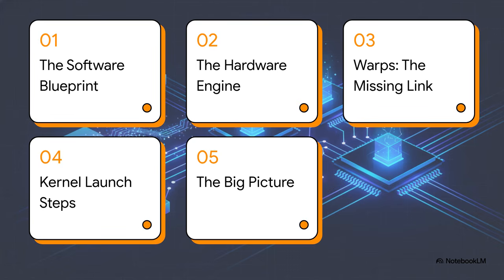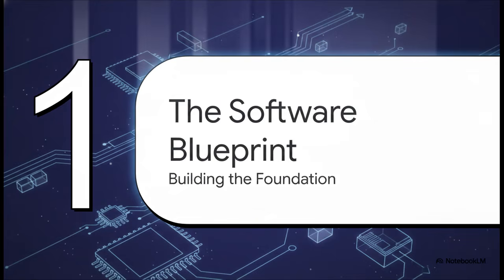To figure that out, here's our roadmap for today. We'll look at the software blueprint, check out the hardware engine, discover the missing link called warps, run a step-by-step kernel launch, and then pull back for the big picture. All right, part one, let's look at that software blueprint.